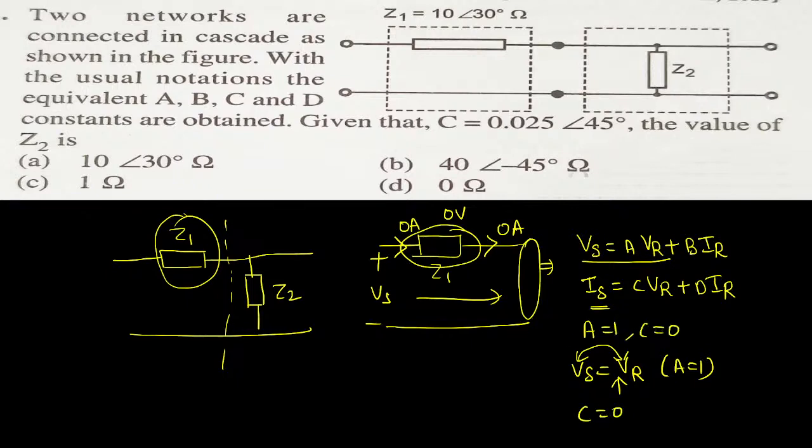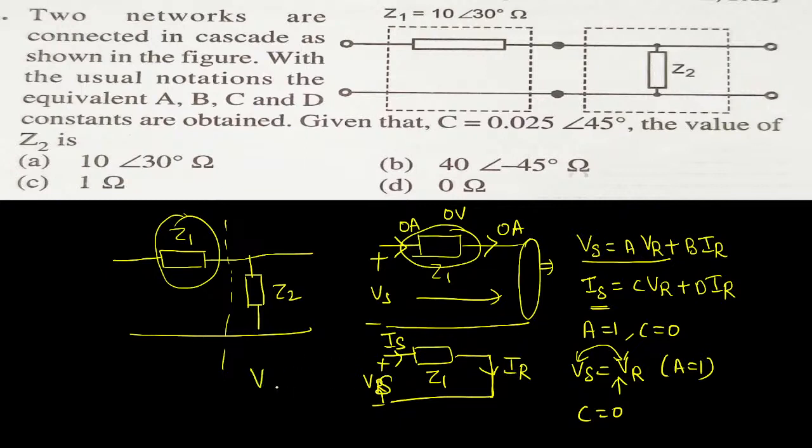Next, while calculating B and D, the receiving end should be short circuited. So we have the impedance Z1, and it will be short circuited. Observe how I am doing. I am doing this so that you can learn all this, right? So sending end current will become equal to receiving end current in this case. Receiving end short circuited, if you apply KVL, what will you obtain? Anyway, I need the expression for sending end voltage first.